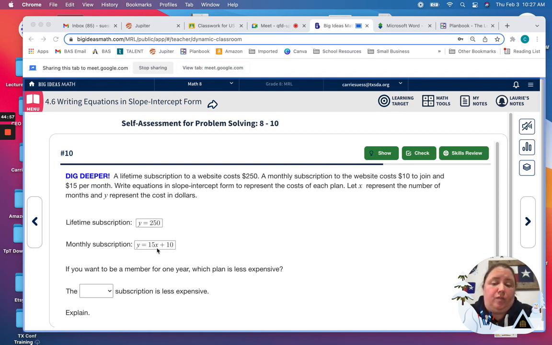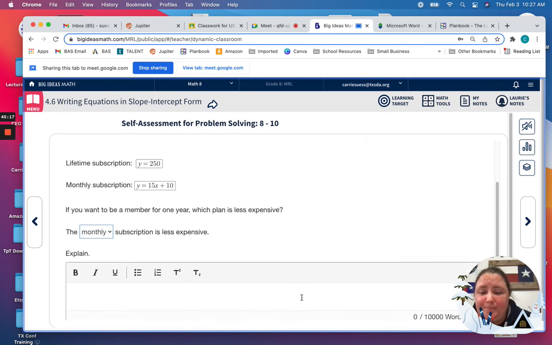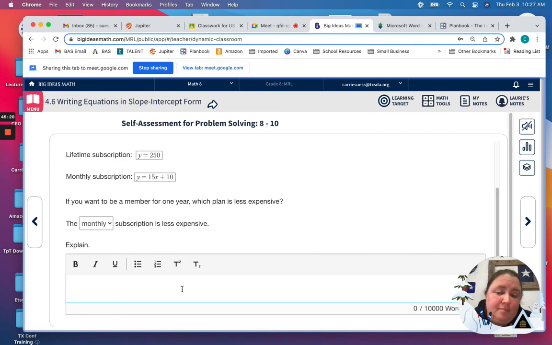Exactly. So what's 15 times 12? 180. Plus 10. 190. So a monthly subscription for 1 year costs $190. Which one is cheaper, the lifetime or the monthly? The monthly, because it's only $190 for a year. So in your explanation, you could tell me I plugged in 12 months for x and solved for y and got 190. Therefore, the monthly subscription is cheaper. Make sense?